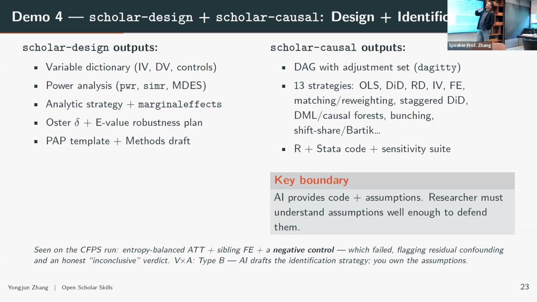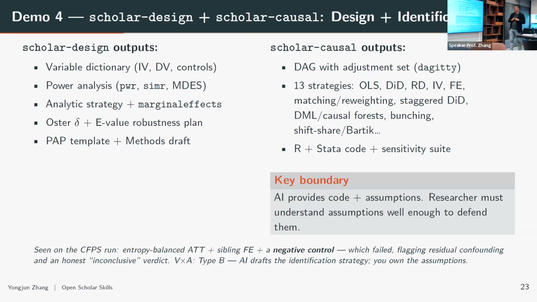Trying to figure out the potential outcomes, controls, real-world regressions, right? Power analysis, parametric strategy, etc. And then we also have a scholar puzzle, right? Basically, it contains both these leading causal inference techniques, so it can easily use this skill to produce the design.